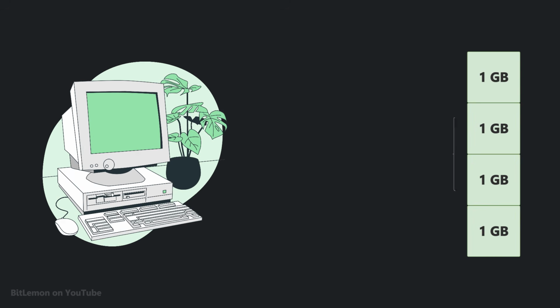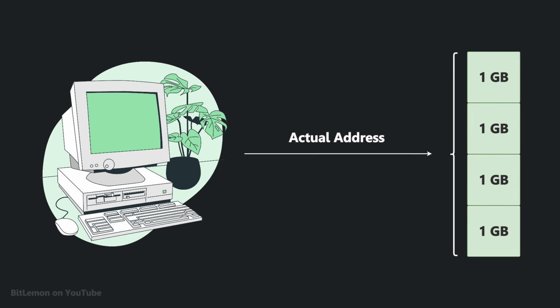Let's assume we have a computer where every memory access is done using the actual physical address in main memory. Direct memory access creates several problems. The first problem is security.